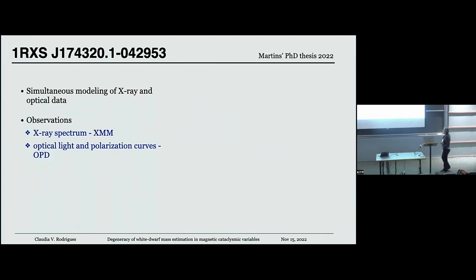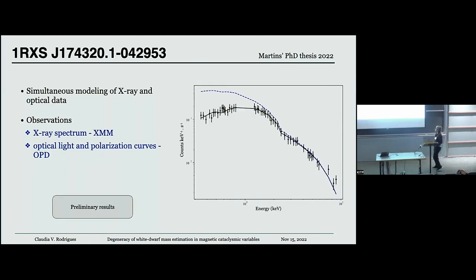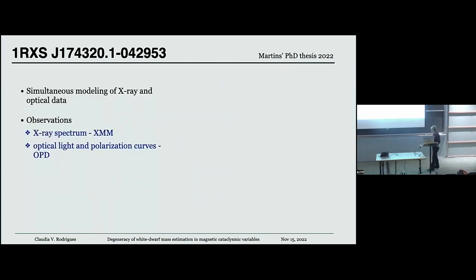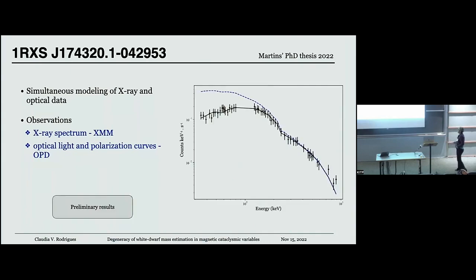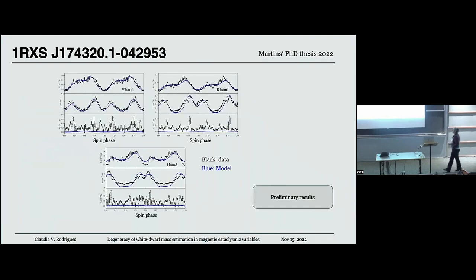This is another application in which this is our data. We have the X-ray spectrum of XMM, and also optical light and polarization curves. So here we have the spectrum, very well fitted. This blue line is the spectrum without the internal absorption that you have in the system. And here we have the optical data.